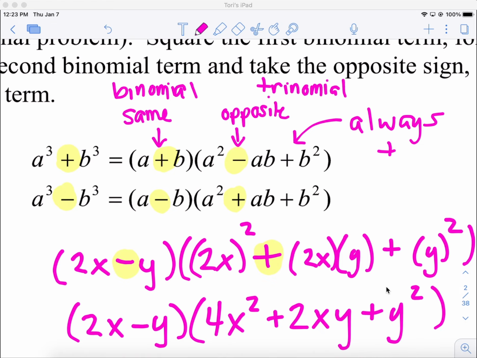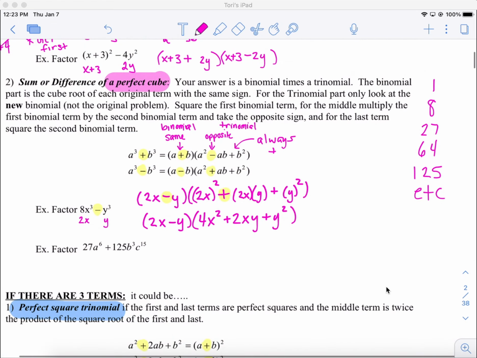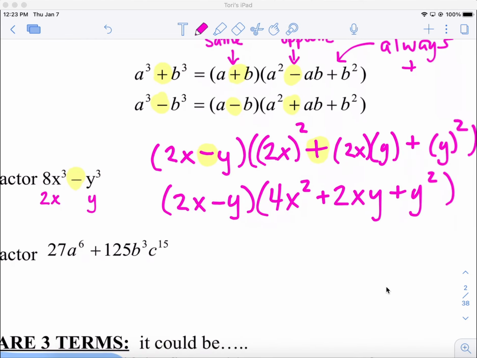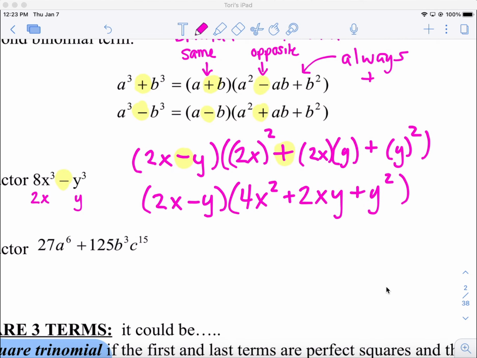Okay? All right, so let's look at this first one that's written out for us. If I say, what is the cube root of an 8? That makes 2. Cube root of x to the third is an x. Cube root of y to the third is a y. All right, so everything is a cube. We are going to use 2 x's and y's to write this out. So 2x and y the first time with the same matching sign in the middle of it.